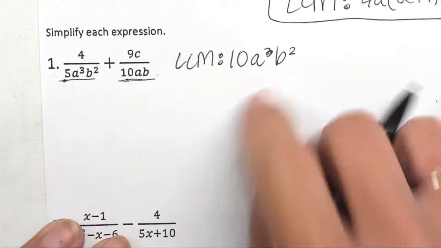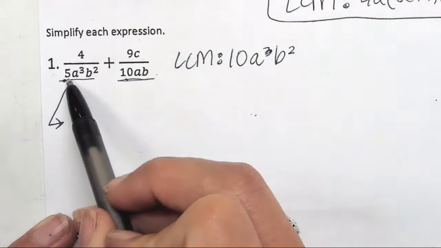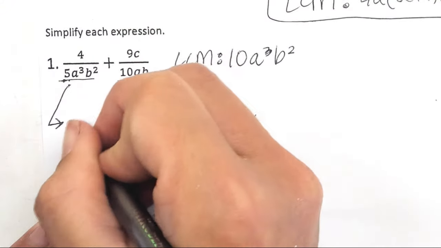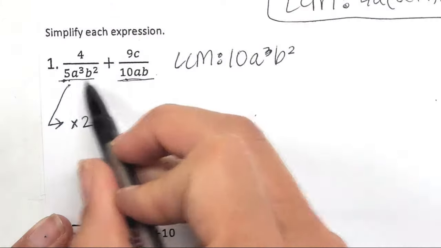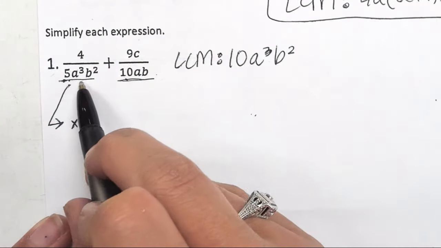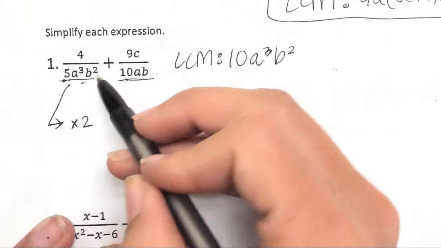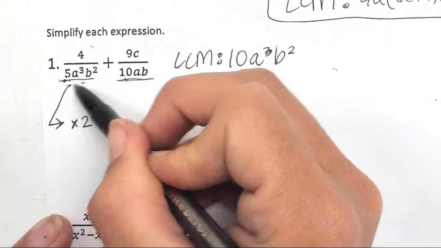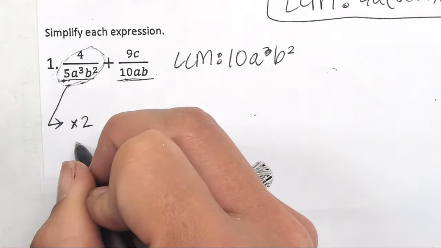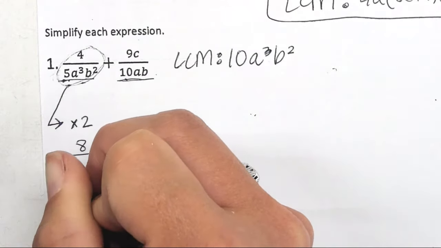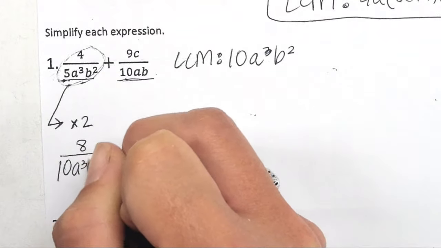Okay? So for this specific one, that means I need to multiply this bottom by what? 2. Times 2. I'm just going to write what I'm doing first. Well, I need to change the A cubed? No, it's already A cubed. Well, I need to change the B squared? No, it's already B squared. So all I need to do is multiply this entire thing by what? 2. Let's go ahead and do that. So the top will become what? 8. The bottom? 10. What else? A cubed B squared, right?